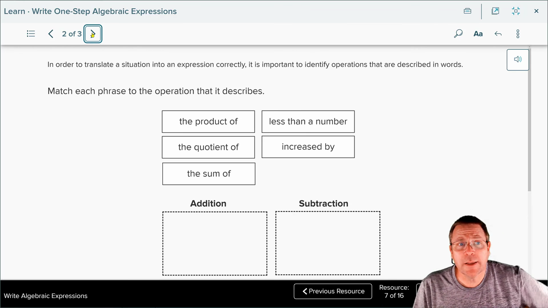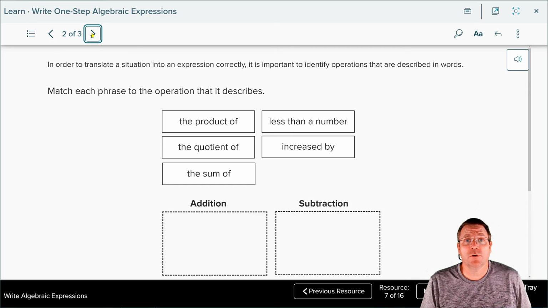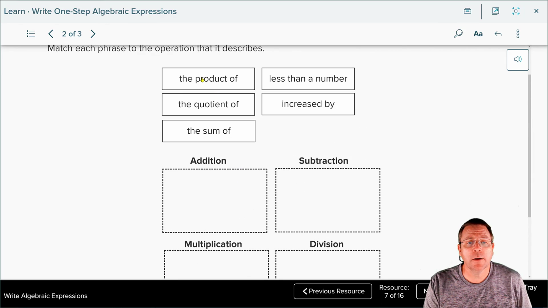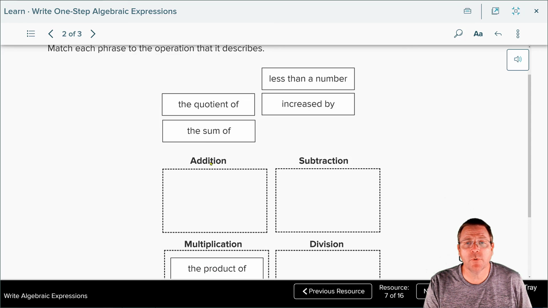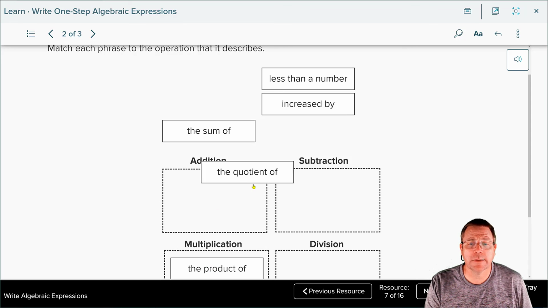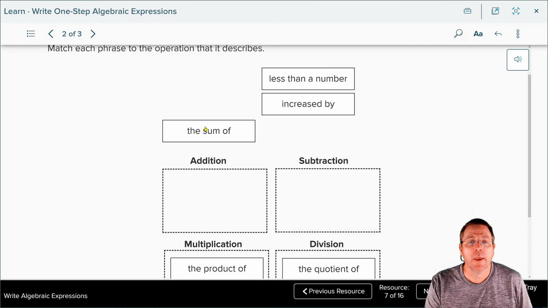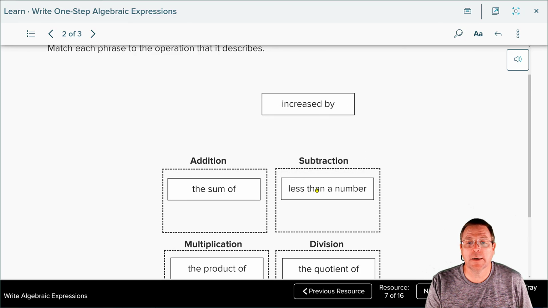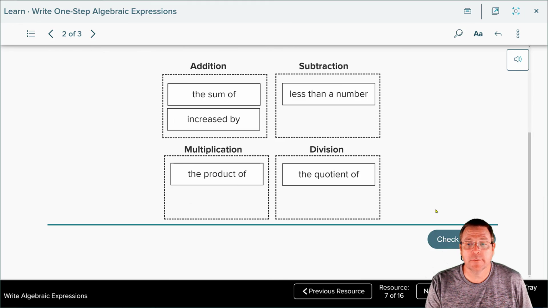In order to translate a situation into an expression correctly, though, it's really important that we understand what the different operations mean as words. So we've got these words here, and we need to find out what box they go in. Product, well, that's the answer to a multiplication problem. The quotient, that's the answer to a division problem. Sum, that's the answer to an addition problem. And then we have less than a number. Less than a number suggests subtraction. And increase by, that suggests addition.